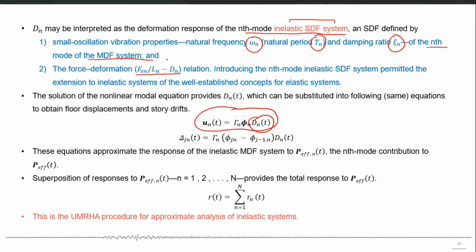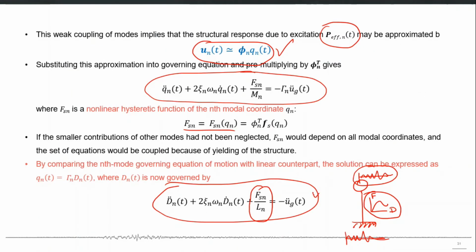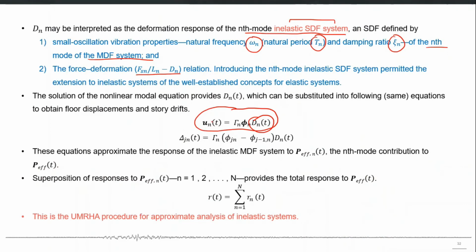So we solve that equation at the bottom of the last slide, the nonlinear single degree of freedom system. We solve for each mode and calculate Dn, and that Dn can be converted to the response of the multiple degree of freedom system using the same equation, for any response like story drift, shear, moment, anything. We repeat that exercise for enough modes, n equal to 1 to capital N, extract the responses for each mode, and finally sum them to get the total response.